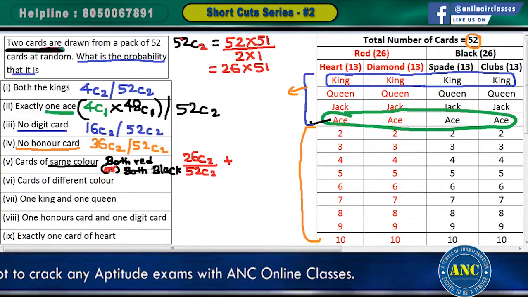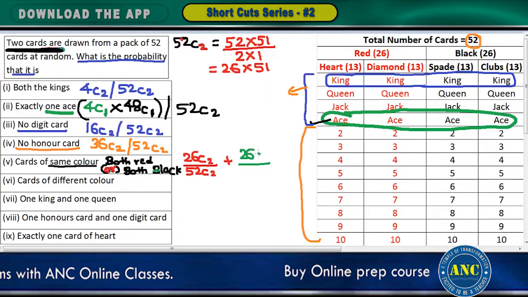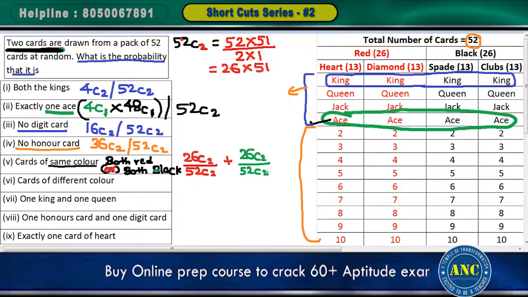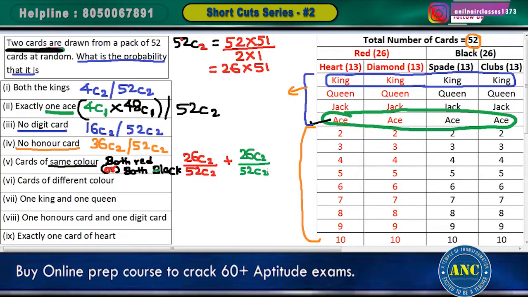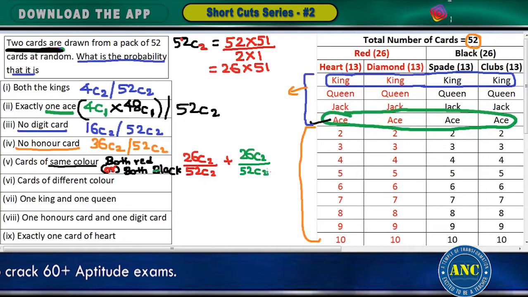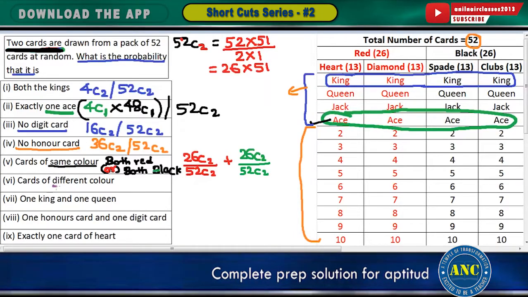Next, both should be black. Out of the total 26 black, select any 2 black, and the denominator is 52C2. Simplify this and you will get the answer. It is 2 times 26C2 divided by 52C2. That will give you the answer. The answer is 25 by 51, right? Next. Cards of different color.